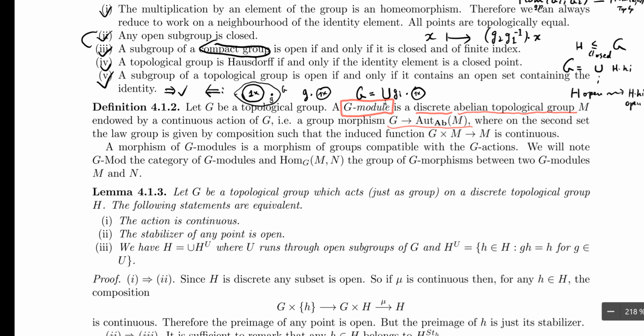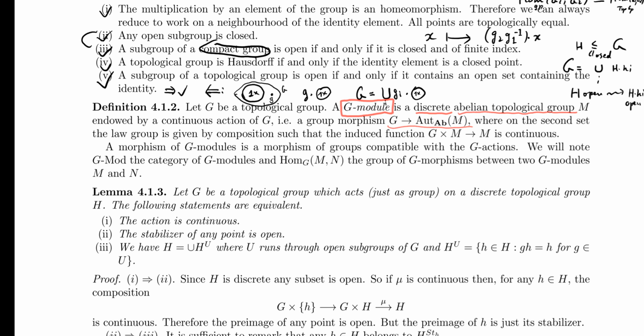And by Hom_G(M, N), the group of G-morphisms between G-modules M and N. Here's the lemma. Let G be a topological group which acts on a discrete topological group H. The following statements are equivalent. The first one is the action is continuous. The second is the stabilizer of any point is open.